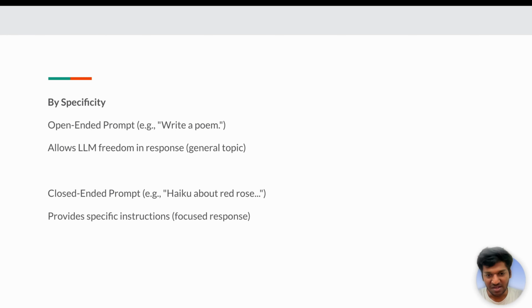Next, closed-ended prompts. These prompts provide more specific instructions or constraints, limiting the LLM's creativity space, but potentially leading to a more focused response. Let's see with an example, right? Write a haiku about a red rose blooming in the morning sun. We have constructed it in a more constructive way. We have set up some limits. It must be a haiku. It must write about a red rose blooming in the morning sun. So we have some constraints, and it must follow the constraints and write the poem like that, a haiku.